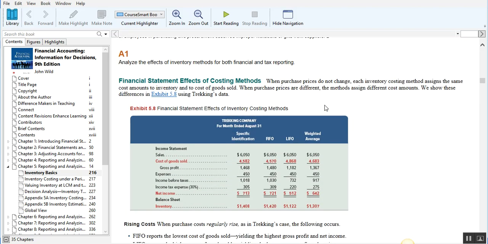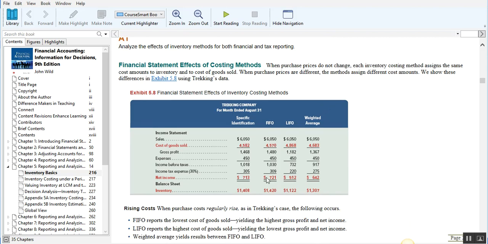Okay, when you look at the financial statement effects of these different costing methods, what you'll notice is that specific identification is going to be an exact method. It's an exact method because you're tracking exactly what you purchase and exactly what you sell, because you can specifically identify each product. Now, if you're a large volume merchandiser, you can't do this. It's just too time consuming. So instead of using specific identification, you're going to use one of the other three methods.